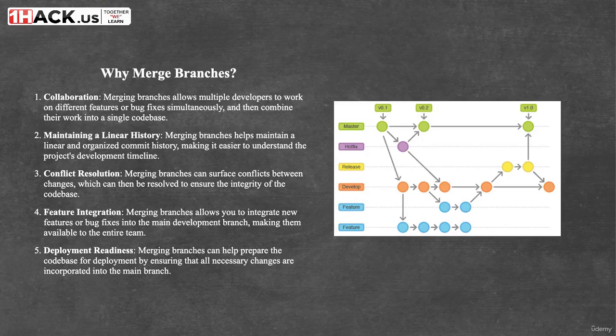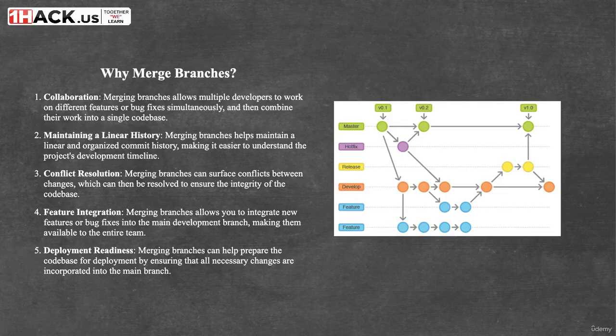Feature integration. Merging branches allows you to integrate new features or bug fixes into the main development branch, making them available to the entire team. This ensures that the project is constantly evolving and improving.